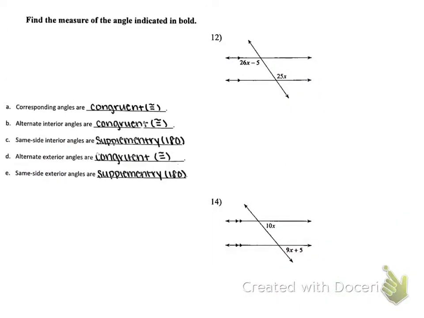Find the measure of the angle indicated in bold. So the bold one would be this one, and down here would be this one. These are on alternate or opposite sides, but they're on the interior. So they're alternate interior, and that means they're congruent. So I would do 26x minus 5 is equal to 25x. Then I'm going to keep my negative 5 on this side, and I'm going to minus 26x on each side.